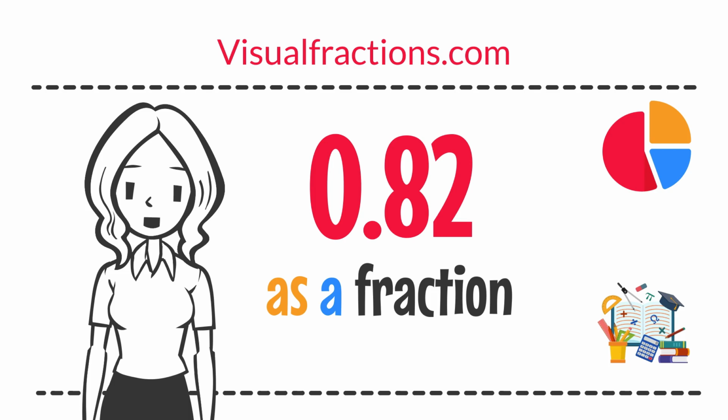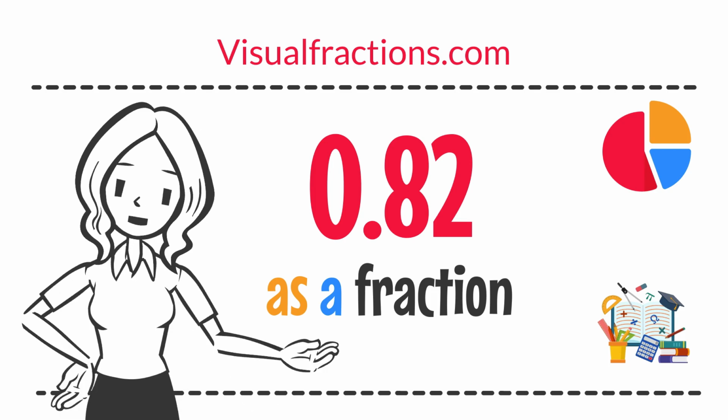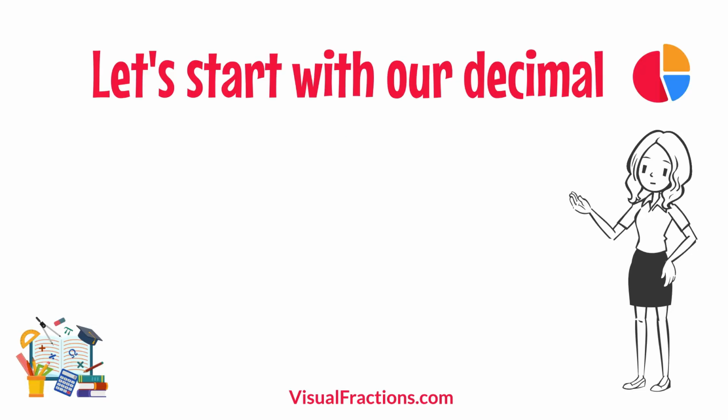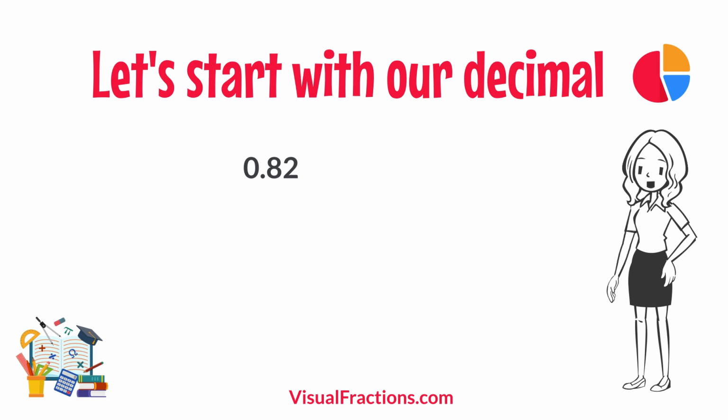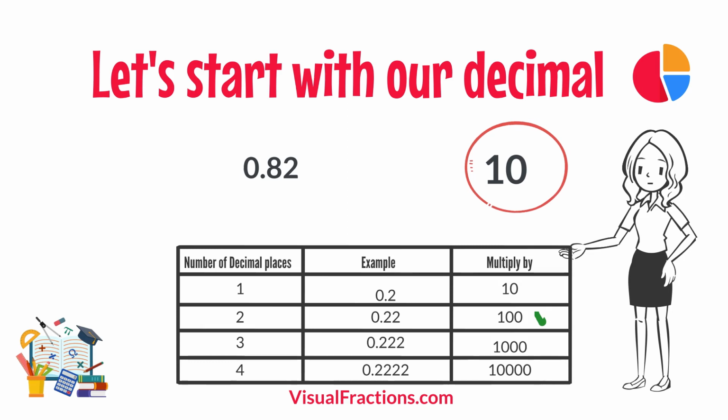Welcome to Visual Fractions. Today, we're diving into how to convert the decimal 0.82 into a fraction. Let's start with our decimal, 0.82. Notice there are two digits to the right of the decimal. This places it in the hundredths position.